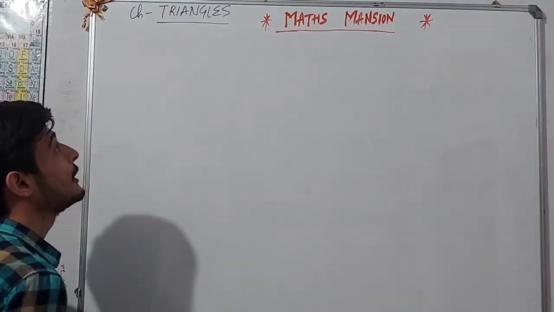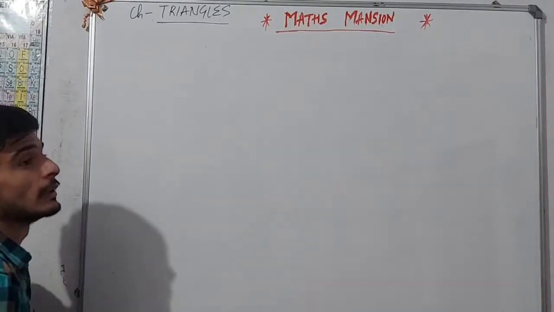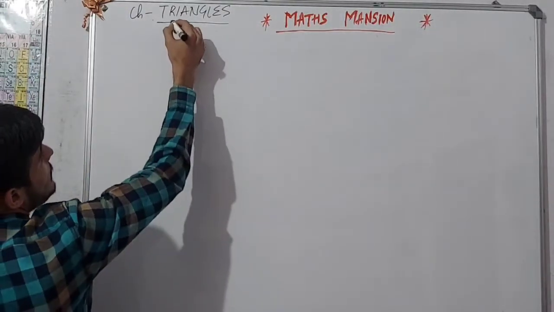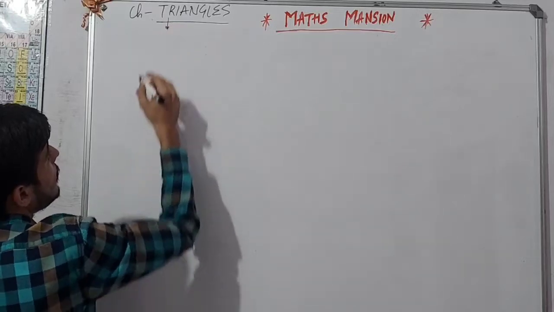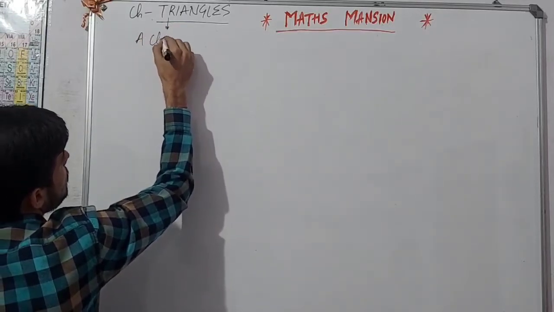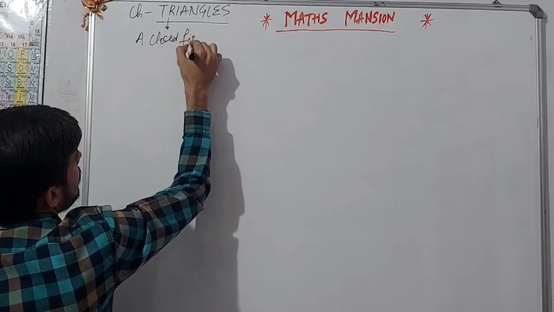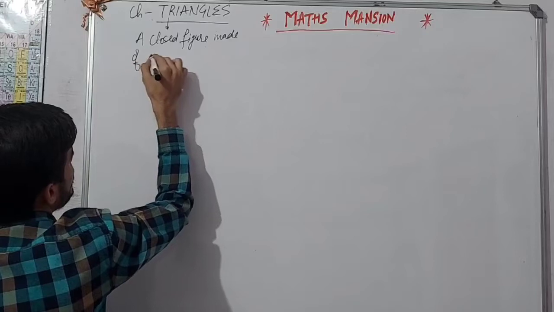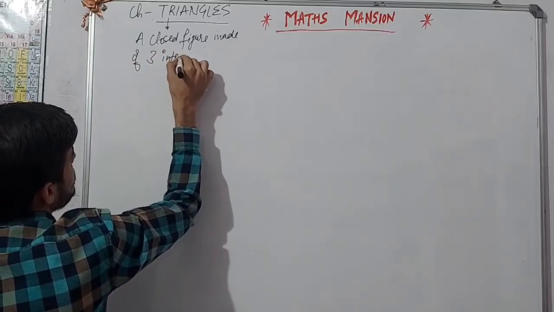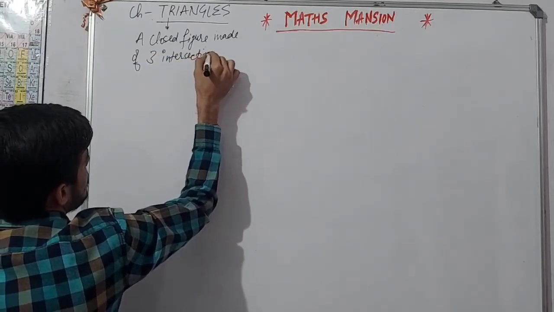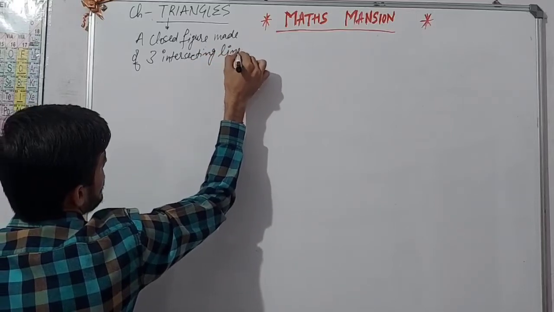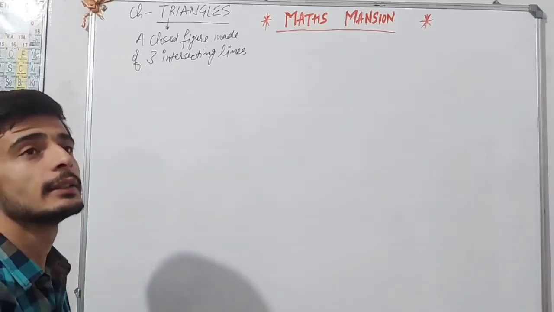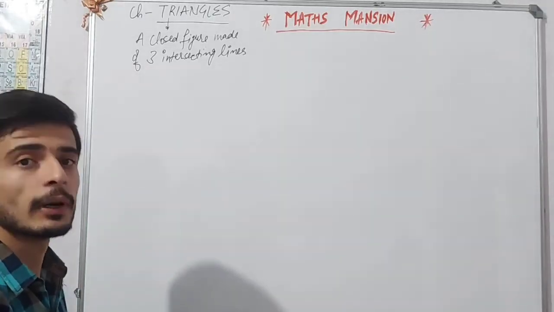First of all, we are given the term triangle. So what is a triangle? Basically, a triangle is a closed figure made up of three intersecting lines. A triangle has three sides, three angles, and three vertices.